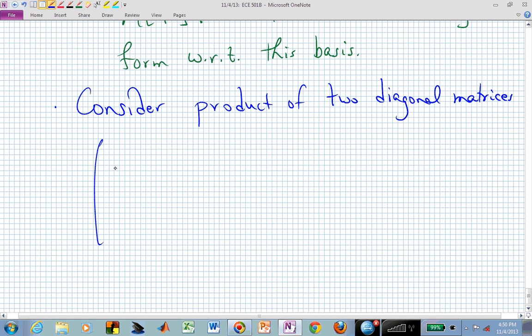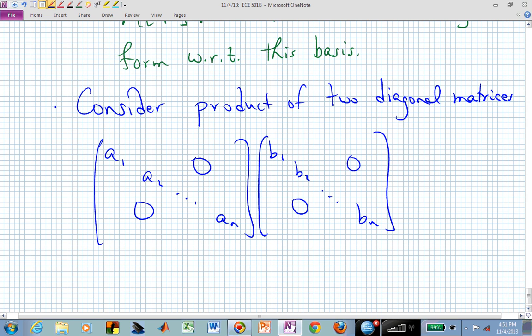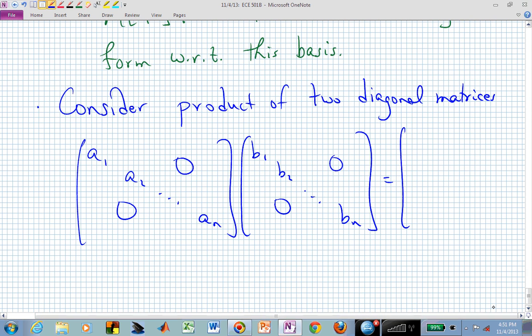In this case, we could just say A1, A2 down to A sub n, and B1, B2 down to B sub n. They're the same size. And what's the result? A1 just scales B1, A2 scales B2. We really just have this product of A's and B's on the diagonal.